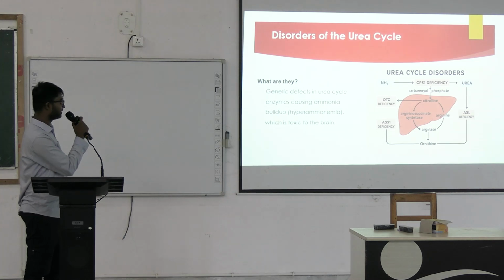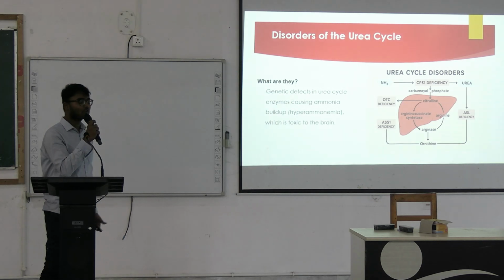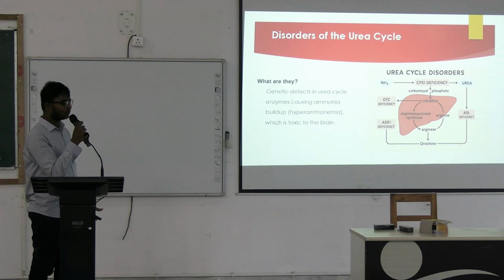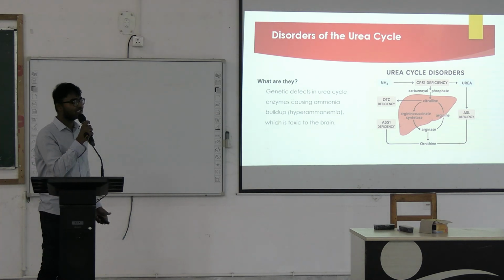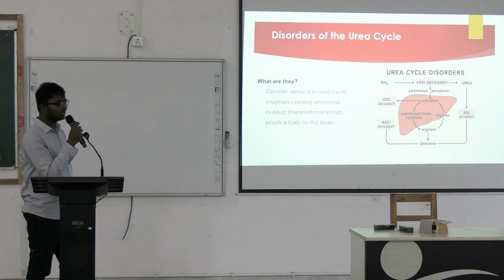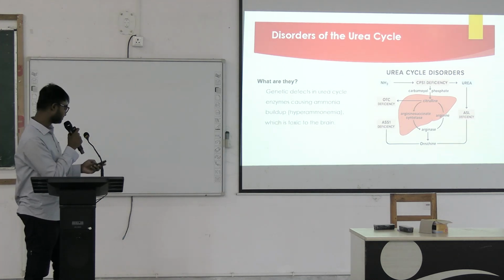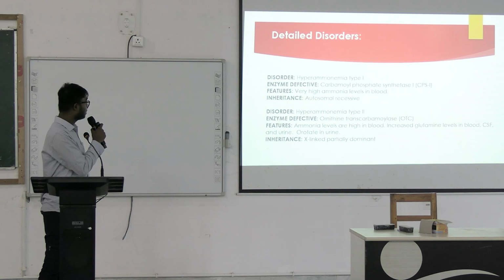Disorder of the urea cycle. Urea cycle disorders are a group of genetic disorders caused by deficiency of various enzymes. These enzymes are responsible for removal of ammonia from our blood. Deficiency of any of these enzymes causes elevation of ammonia level and its toxic effect. So here are the detailed disorders of the urea cycle.